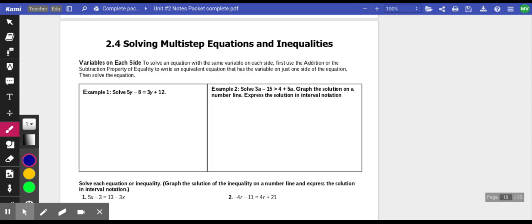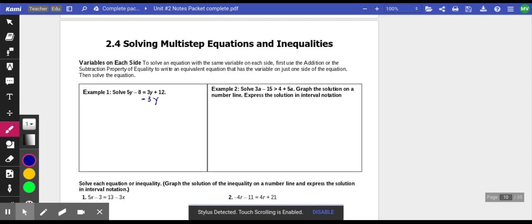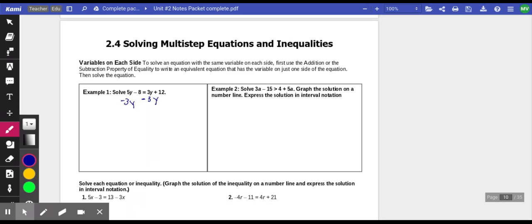It really truly doesn't matter which one I move. I tend to move the smallest one. So I'm going to do the opposite of 3y, which is subtract 3y from both sides. And I can only subtract like terms. So 5y minus 3y, those are like terms. So that's 2y minus 8 equals 12.